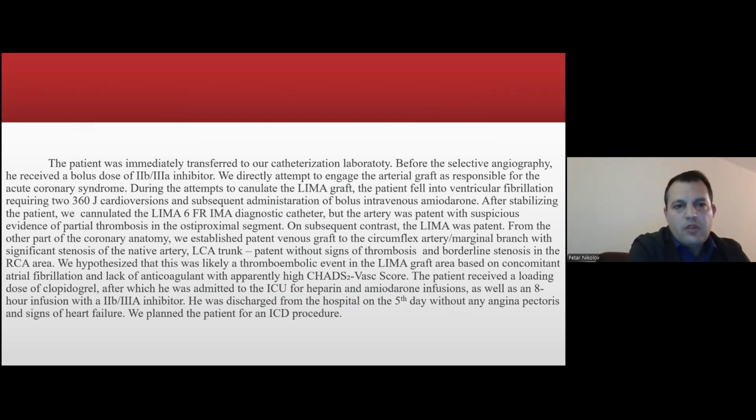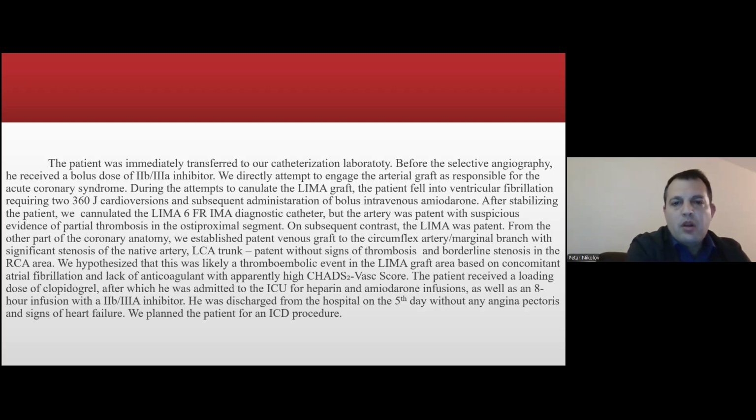We made the hypothesis that this was likely a thromboembolic event in the LIMA graft area based on concomitant atrial fibrillation and the lack of anticoagulation therapy with apparently high CHA2DS2-VASc score. The patient received a loading dose of clopidogrel. After that, he was admitted to the ICU after the coronary angiogram.